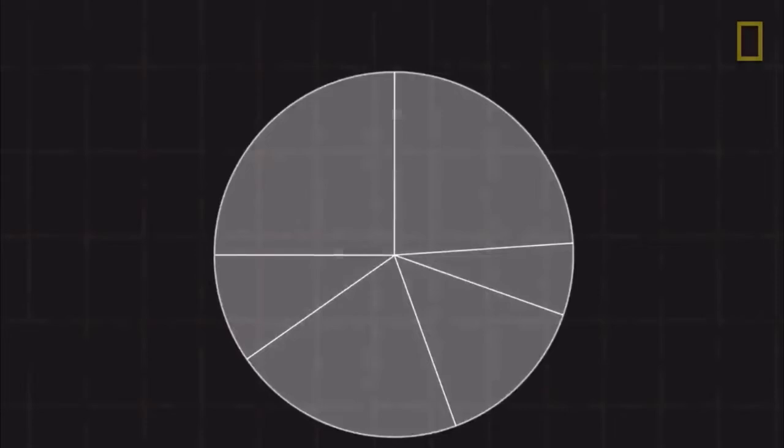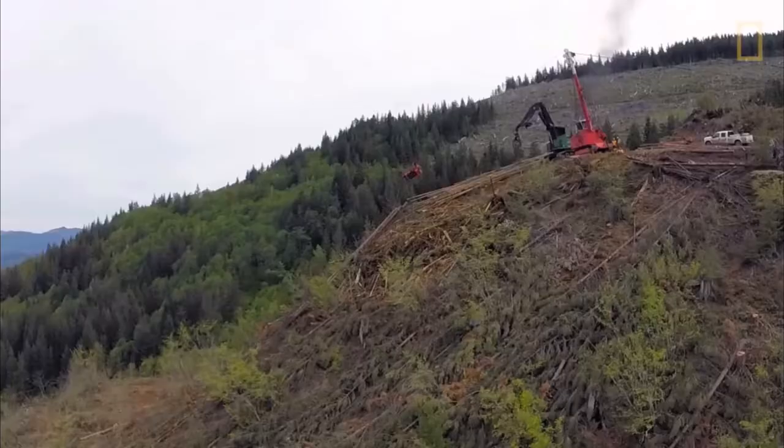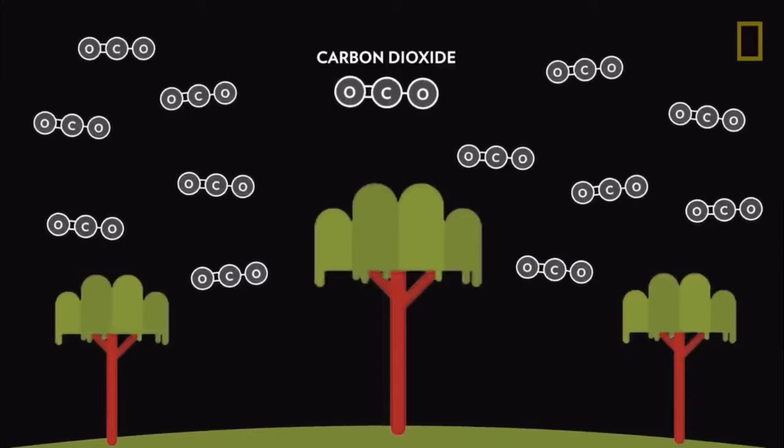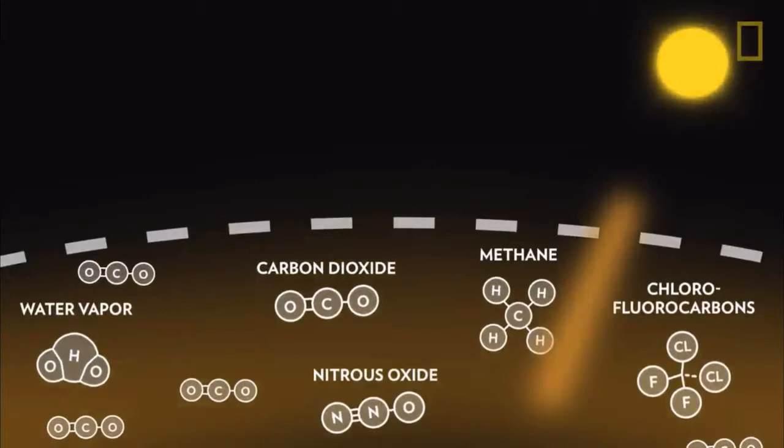Why should we care about deforestation? Together, forestry and agriculture are responsible for 24% of greenhouse gas emissions, making deforestation a significant contributor to climate change. Deforestation impacts the amount of greenhouse gases in the atmosphere in two ways. First, when trees are felled, they release the carbon they are storing into the atmosphere. Second, trees play a critical role in absorbing the greenhouse gases that fuel global warming. Fewer forests mean larger amounts of greenhouse gases entering the atmosphere and increase the speed and severity of global warming.